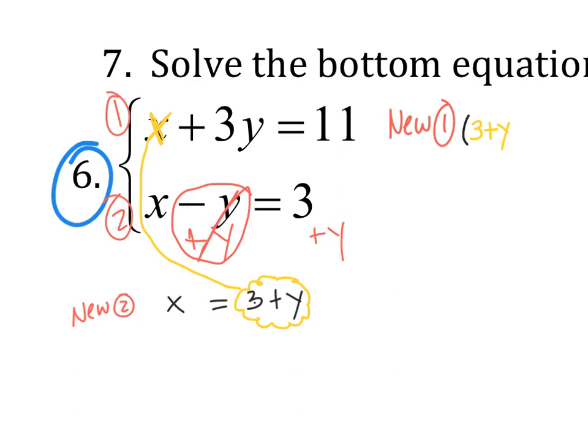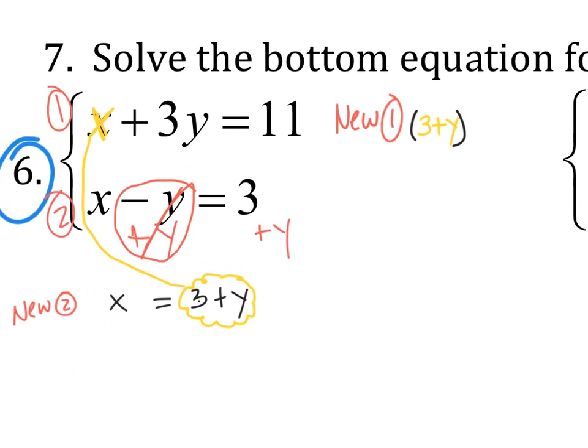Remember, you always put parentheses around whatever you're substituting. And then equation 1 says plus 3y, so plus 3y equals 11. So there's the new equation 1. So notice the only variable that's in your equation is y. So equation 1 will allow us to solve for y.